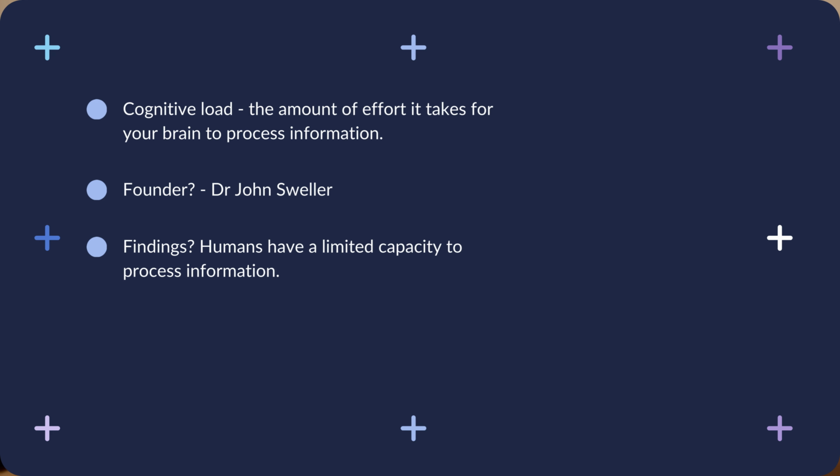Then the 3 different types of cognitive load. We have intrinsic, so the complexity of the information; extraneous, so the materials used and the way the information is being presented; and germane, which is linking back to the schema theory, where it organizes information into pre-existing knowledge.